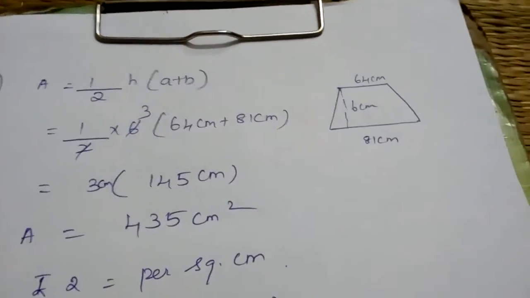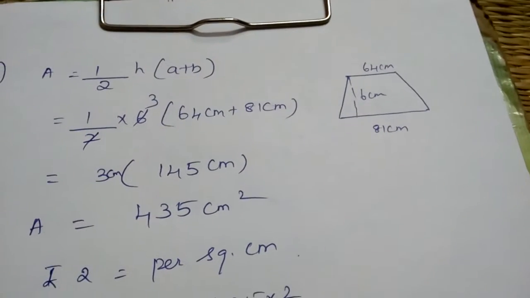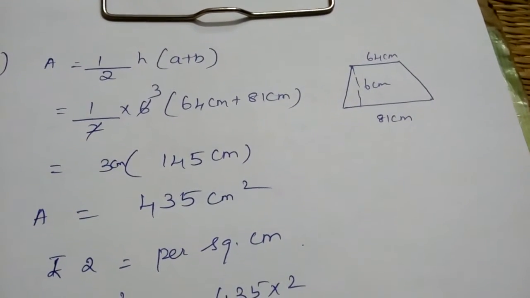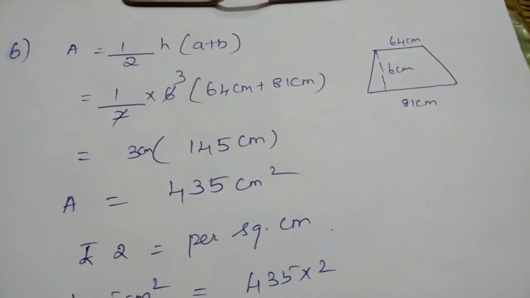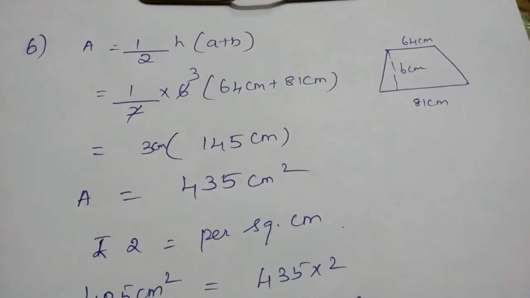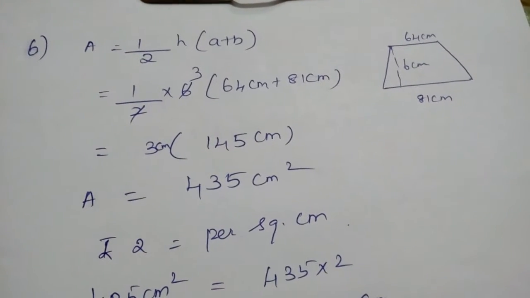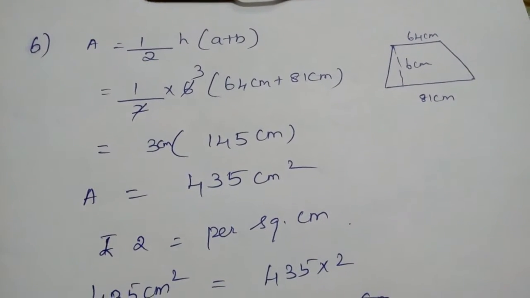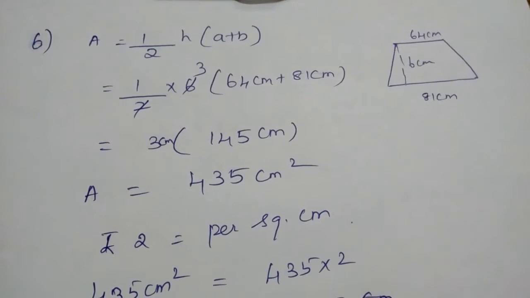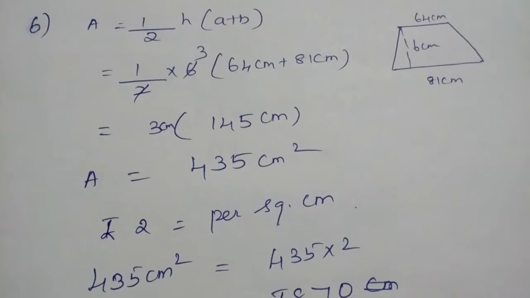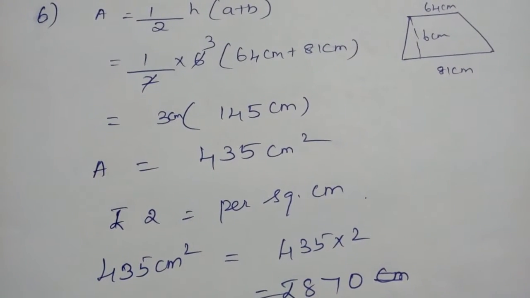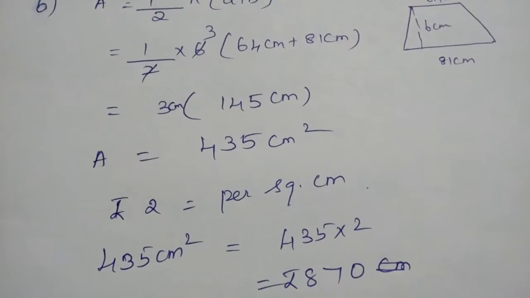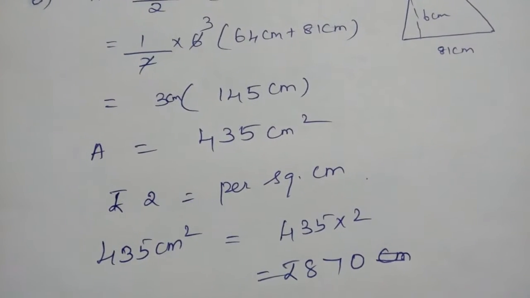Okay, now see, this is the trapezium which you have drawn. The values are given as 81 centimeter and 64 centimeter. You can even name the vertices A, B, C, D. The formula for the area is half into H into A plus B. H is 6 centimeter. A and B we know are 64 and 81, so you can add that. So you are getting 3 centimeter into 145 centimeter. So at last you are getting the area equal to 435 centimeters squared.